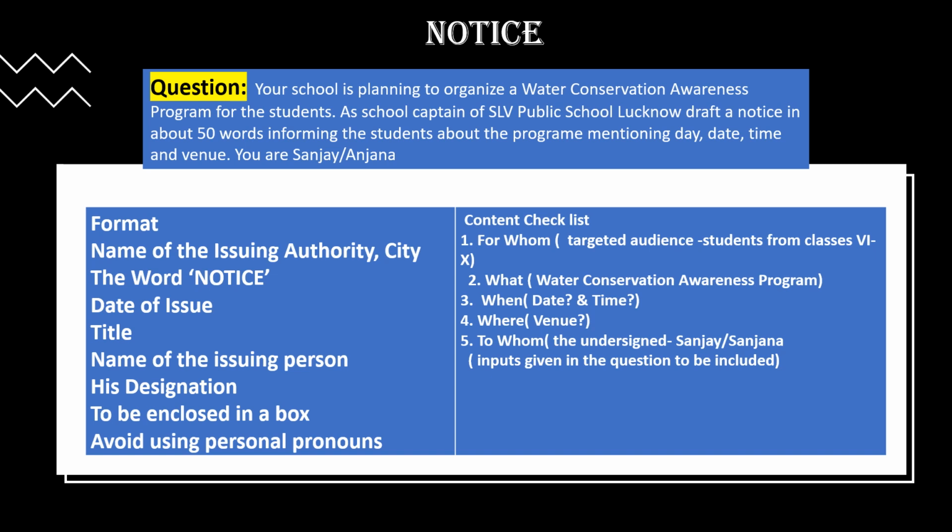Now, read the question heedfully and prepare a checklist for the content, that is the body paragraph, including the five W's. The number one WH question will be for whom, that is the targeted audience. Then comes what, that is the name of the event. When will include both date and time. Where, that is the venue. And finally, you have to write about to whom, that is whom to apply, whom to inquire about. So these are the five WH questions in the correct sequence.